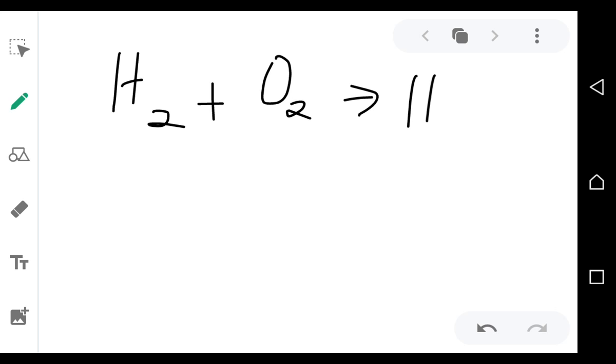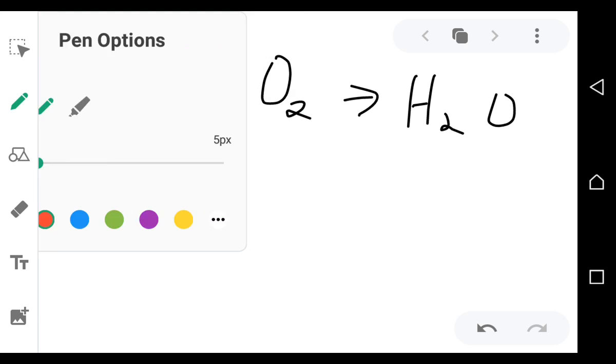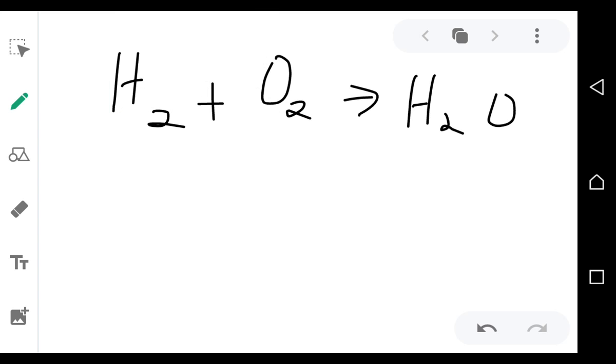In the exam, they can give you an equation. They can say hydrogen gas combines with oxygen gas to give us H2O. Of course, you already know the first thing is to balance the equation. Sometimes you can find the equation is already balanced.